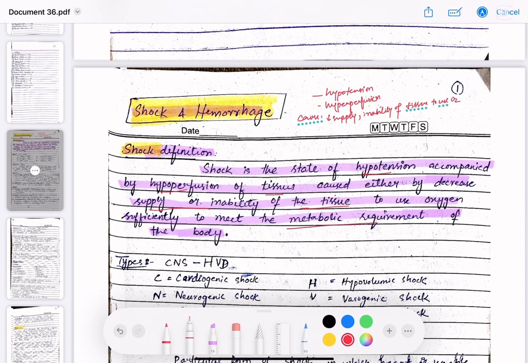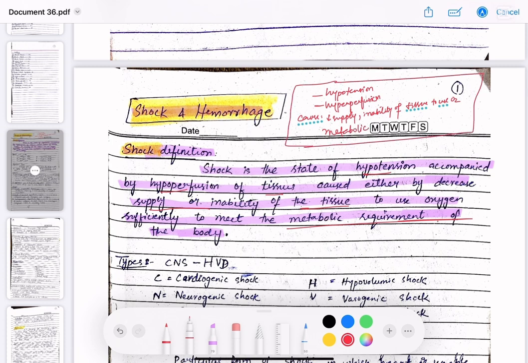Okay, so this was shock and hemorrhage. Shock is a state of hypotension which is accompanied by hypoperfusion, caused either by the decreased supply of blood or inability of the tissue to use oxygen sufficiently to meet the metabolic requirement of the body. Okay, so this is the easiest way to remember the definition perfectly.